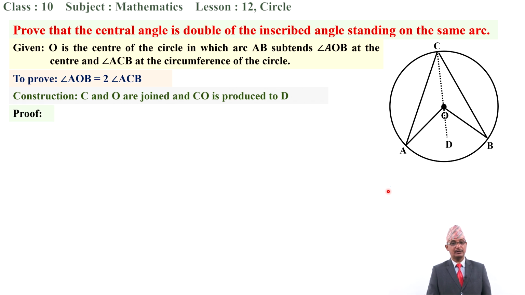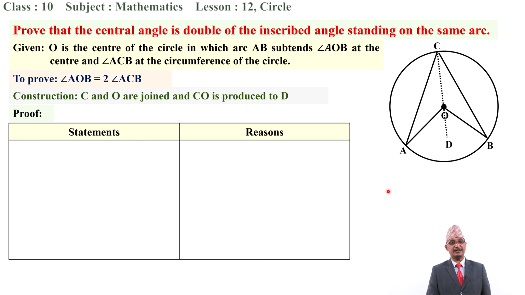Proof. We make the format like this: statements, reasons. After doing this construction, as we discussed in the previous slide, OA, OB and OC are radii of the same circle. And we know that radii of the same circle are equal. So what can we write? OA equals OB equals OC. Why? Radii of the same circle. The plural of radius is radii.